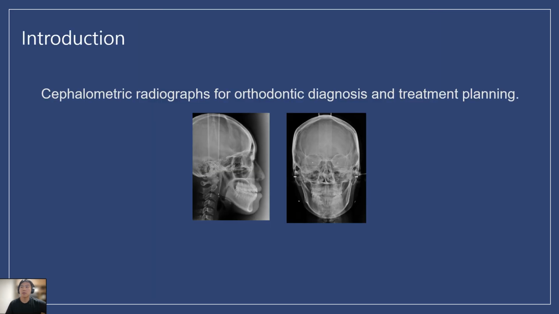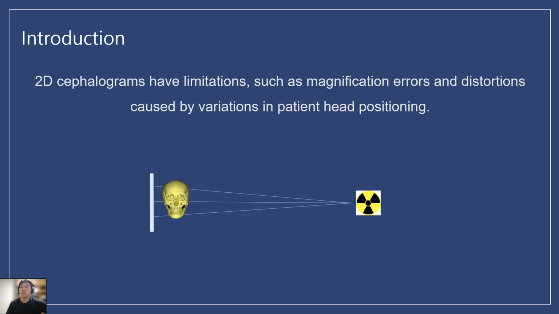Cephalometric radiographs were introduced in orthodontics by Broadbent in 1931 for the diagnosis, growth, and treatment of craniofacial skeletal morphology. Orthodontists continue to use cephalometric analysis for orthodontic diagnosis and treatment planning. However, 2D cephalograms have limitations because of the 2D projection of a 3D object. Objects appear larger than their actual size, and any tilt or rotation of the patient's head can affect the results, leading to errors.